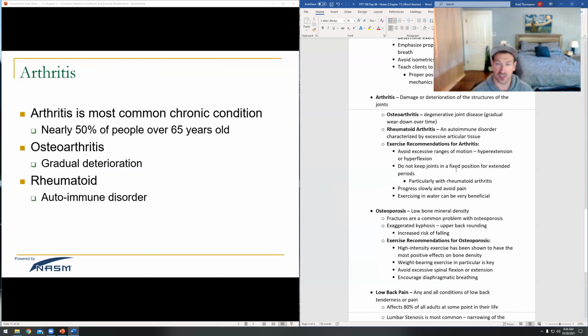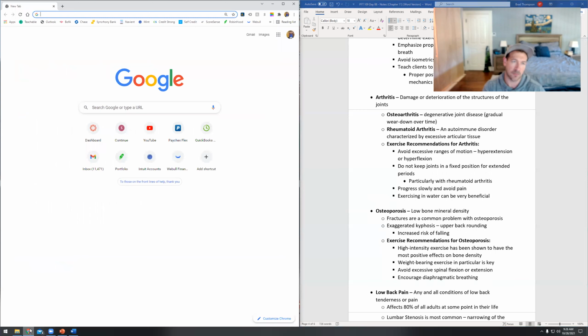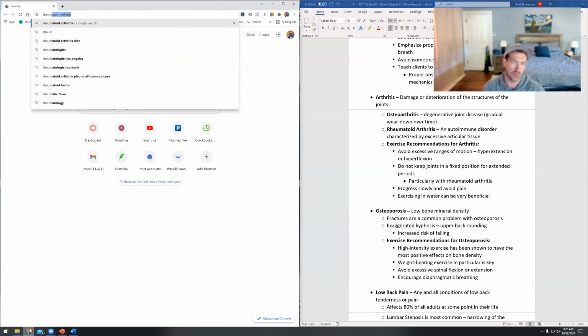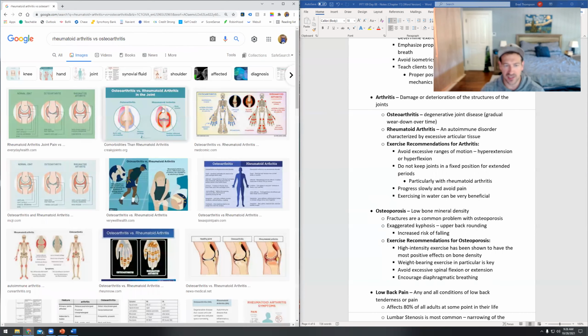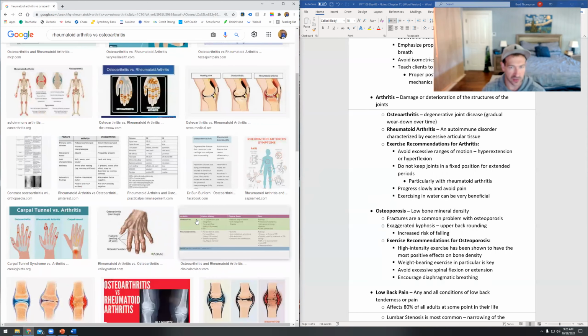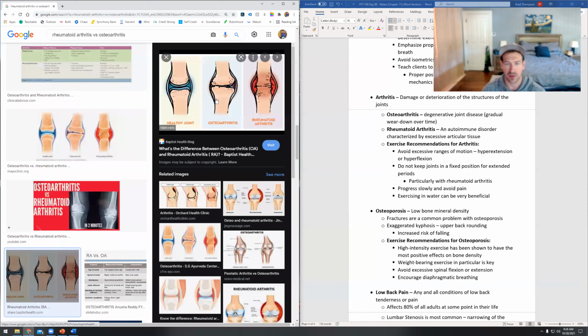We've also got arthritis. Very common in our seniors. Now, there are 2 versions of arthritis that we have to be aware of. By definition, it's damage or deterioration of the structures of the joints. But if you look at rheumatoid arthritis versus osteoarthritis, it looks like this, okay? So osteoarthritis is sort of just a gradual wear down and damage in the joints, right? Actually not seeing the great picture here. There we go, that's the one I like.